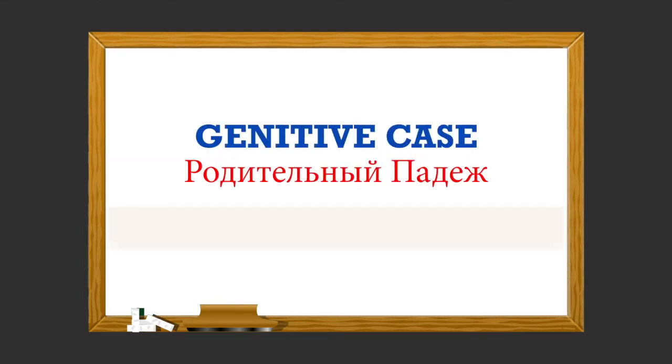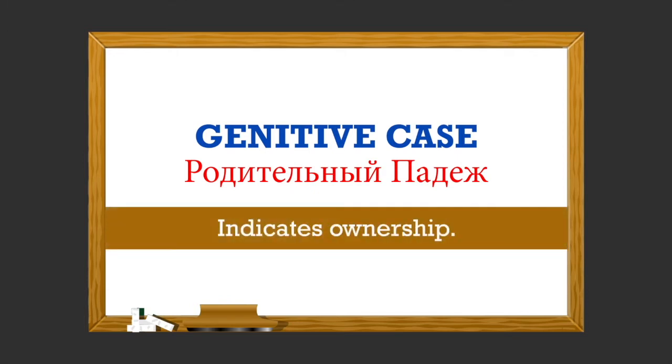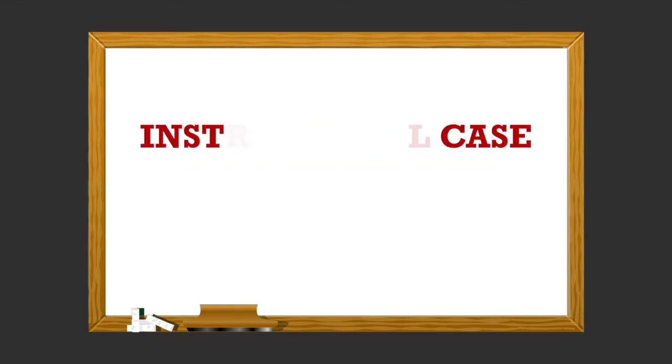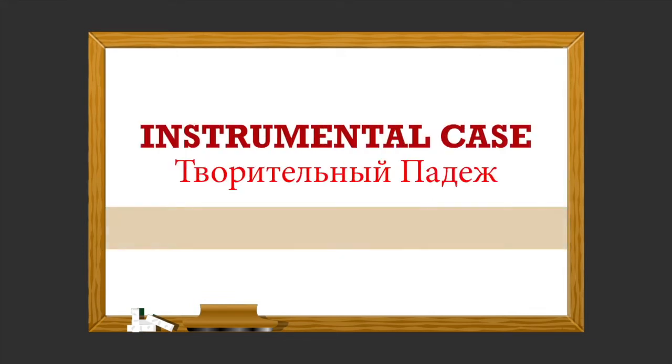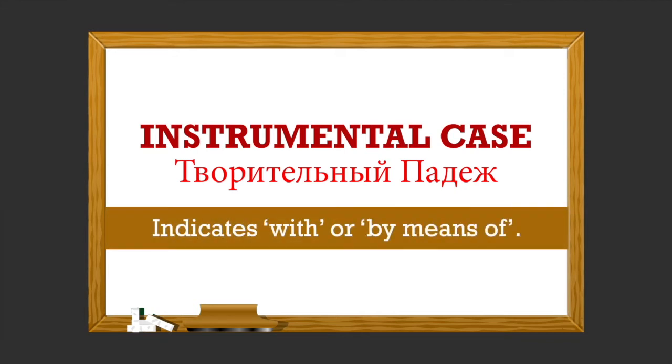The genitive case, or родительный падеж in Russian, is used to indicate ownership, counting, how much. These are certain expressions which are normally used in the genitive case. And the last one, the instrumental case, known as творительный падеж, indicates "with" or "by means of", so questions like кем and чем are basically used in this case. We shall go into the details of all these cases one by one, but before that we shall take one example of each case.